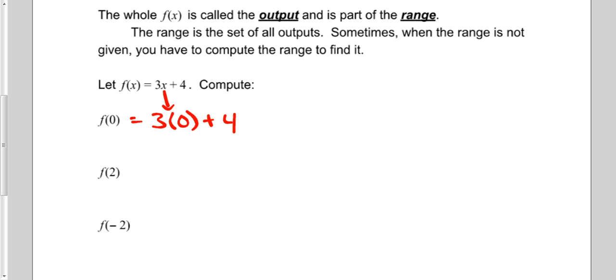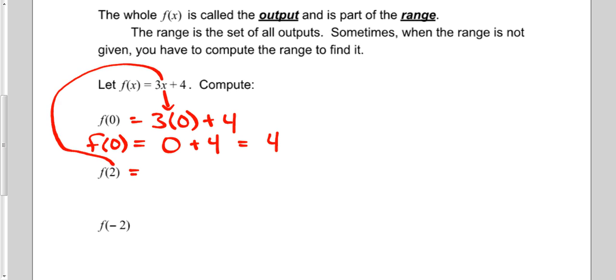And now I'm just doing math that I already know how to do. I do my multiplication first, so 3 times 0 is 0, plus 4, and 0 plus 4 is 4. So f of 0 equals 4. F of 2, you do the same thing. I replace my x in the equation right here with a 2. So it's 3 times 2 plus 4. Now I do multiplication first again. 3 times 2 is 6, and I add 4, which equals 10. So f of 2 equals 10.